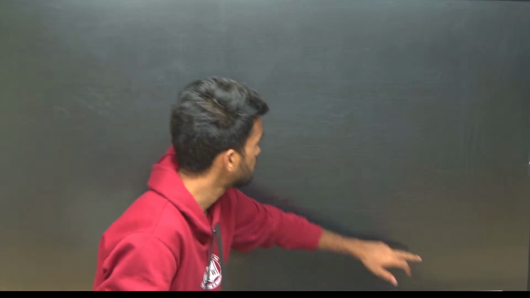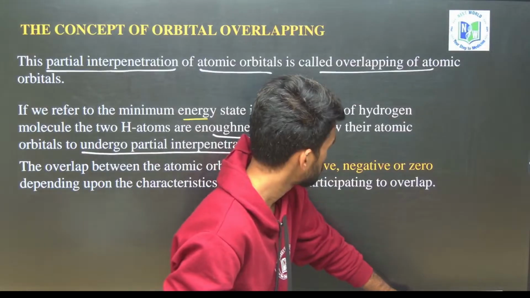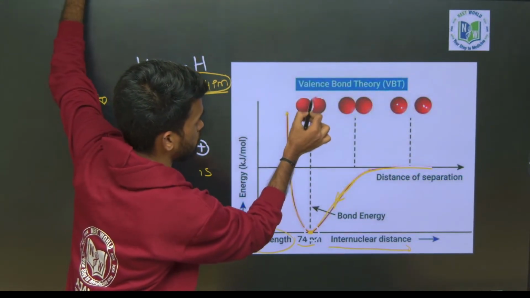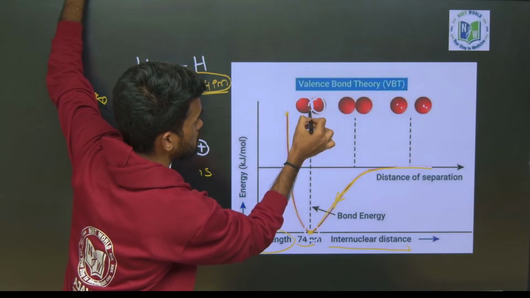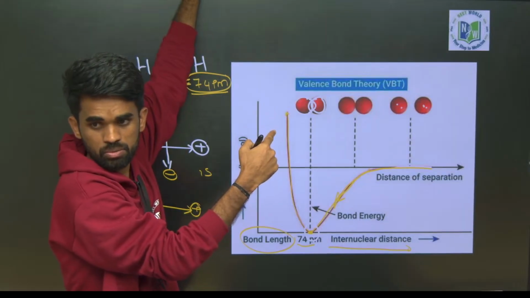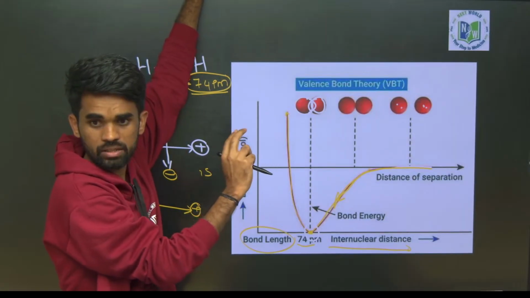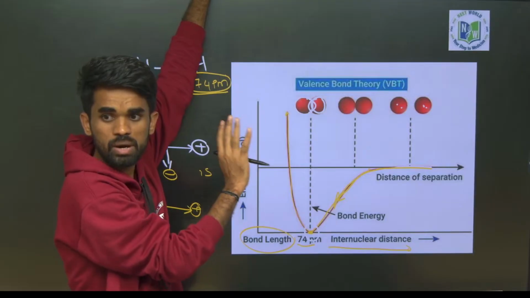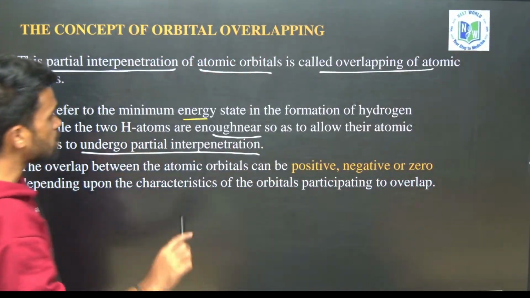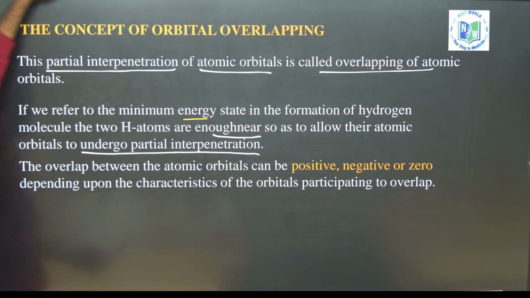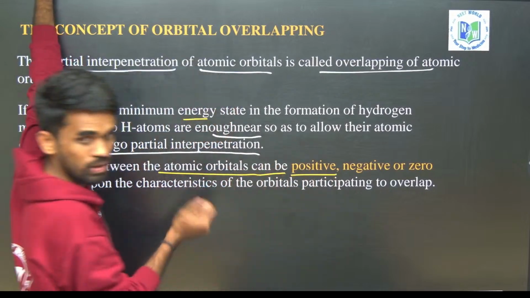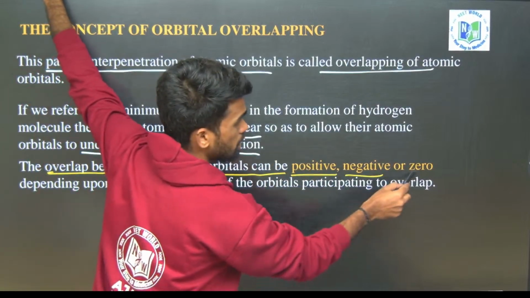See here, this is the distance. If you consider the 1s orbital of the hydrogen atom, see, this orbital has entered into this one, and this orbital also entered into the other atom. So we can say there are two orbitals here. That is what the partial interpenetration means. Now this overlapping is of different types. The overlapping between two atomic orbitals can be a positive overlap, negative overlap or a zero overlap.